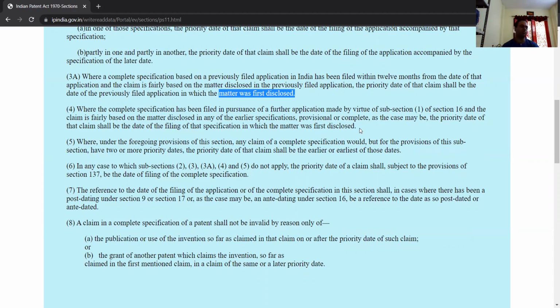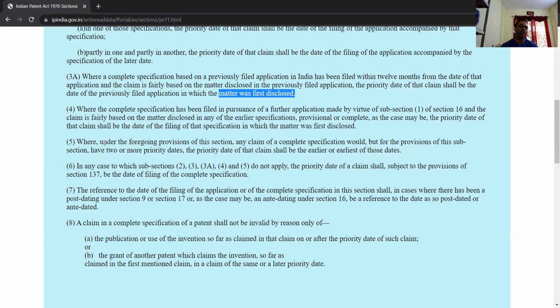So section 16. I told you that please memorize the section names first. So what is section 16? Section 16 is, can you tell? Power of Controller to make orders respecting division of application. So this is regarding divisional applications. If an application contains more than one invention, then it is divided. So again the same concept: the priority date is based on when the matter was first disclosed.